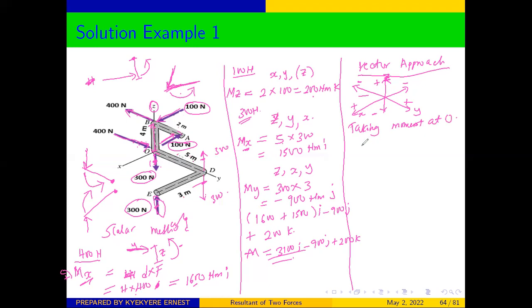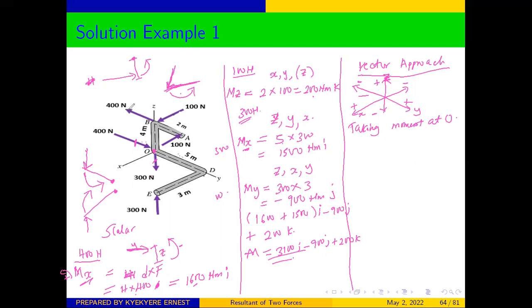If we decide to take moment at O, now let's consider our forces one by one and then see how to resolve them together with their individual directions. Yes. So from here, you can see that we are taking a moment from O, this point. So it means that this force will go to 0, this force will go to 0. We are left with 4 forces.